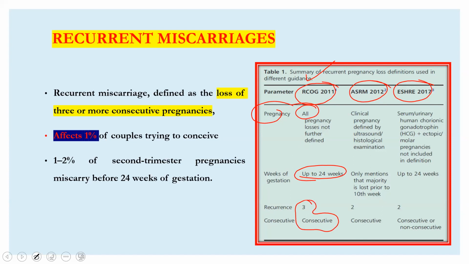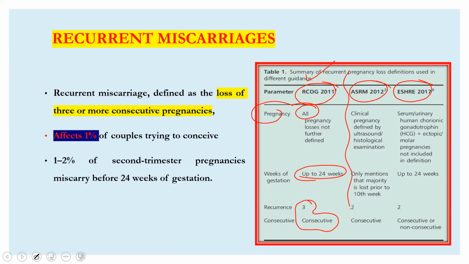Please bear with me and feel the difference, because sometimes, even in theoretical knowledge and in clinical practice, we have to take a management modality from either guideline, because we follow a couple of guidelines. If we are talking about the RCOG guideline, then all pregnancy losses that are not further defined, up to 24 weeks of gestation, 3 consecutive miscarriages. It's not one miscarriage, one live issue, then one miscarriage, and then another. No, it has to be 3 consecutive.